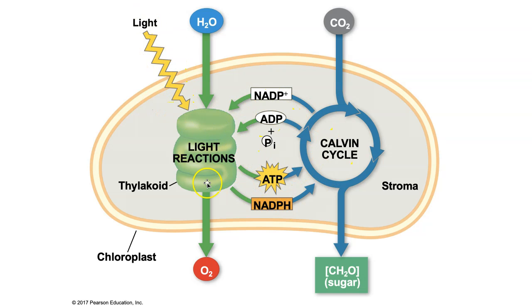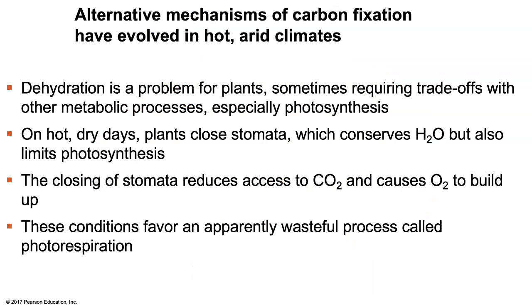Our input here is light, and our outputs are sugar and oxygen gas. So make sure that you understand that very well. You will see questions relating to this in different ways. If you understand that, you'll be able to answer those questions. Okay, so that was your basic photosynthetic pathway with the light reactions into the Calvin cycle.